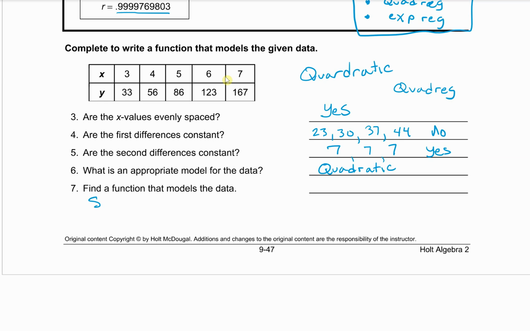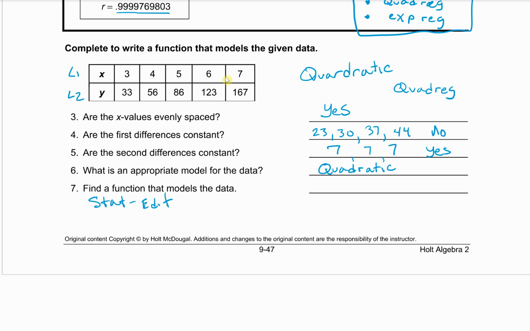And what would it be? So I'm going to do stat edit, and I'm going to plug in, there's L1, and there's L2. So I'm going to do that right now. Let's see, what do we got? We got 3, 4, 5, 6, 7. Oh, people are going to be late. All right, and then 33, 56, 86, 123, 167 in L2.